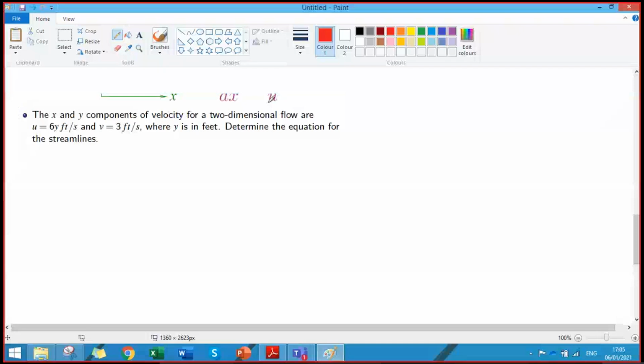We know that dy by dx equals v by u. We know v, we know u. We are required to determine the equation for the streamline, that is y as a function of x. So we'll write dy by dx and put the value of v and u. The value of v is given to us as 3 and the value of u is given to us as 6y.